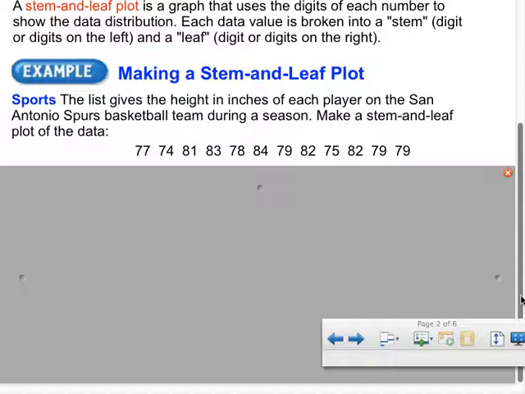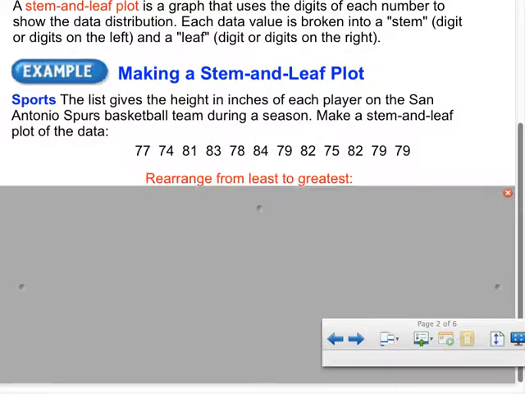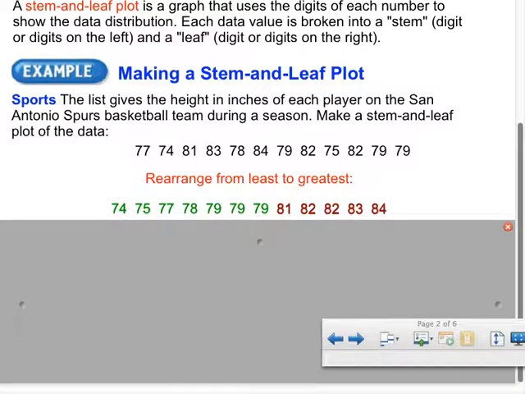Okay, do you guys have it arranged from least to greatest? Okay, if you're almost there, continue working. I'm going to go ahead and reveal the set in order from least to greatest, and I color-coded it for a reason because I want you guys to understand how we make this stem and leaf plot.